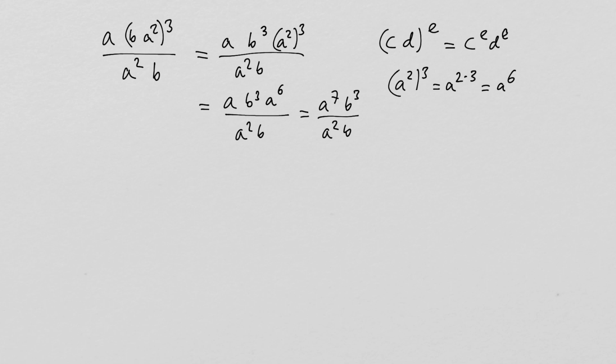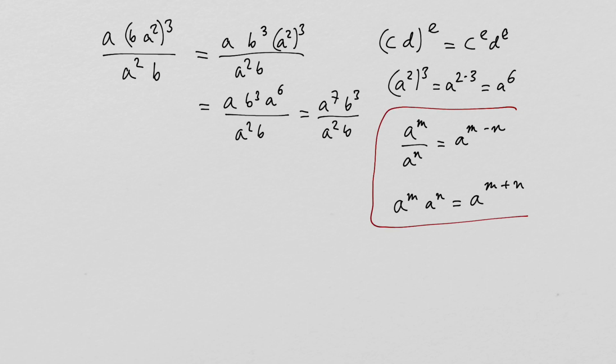And now we can cancel out. For cancellation we can use these rules. So it seems that we will have a to power 5 and b to power 2. This was one way how we got the answer.